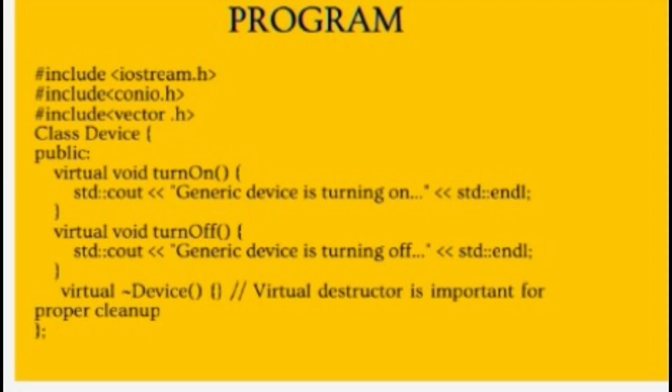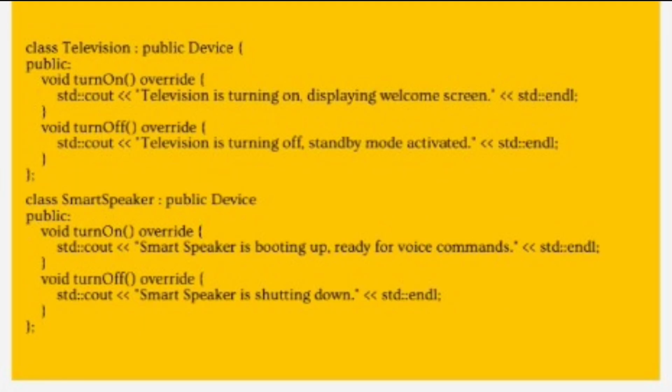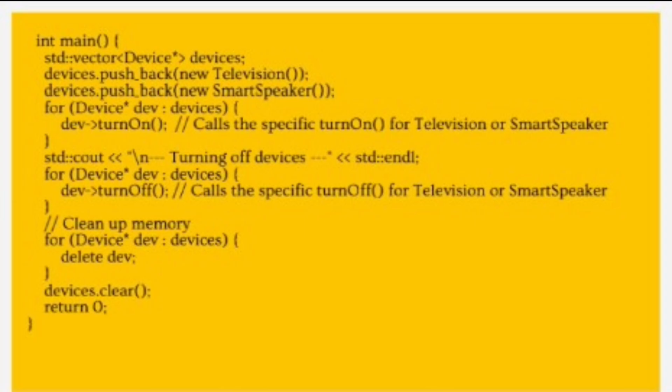Another one is class Television : public Device. Void turn on, turn off, and the smart speaker also. In the main function, we use a vector and push back the devices. After the devices are pushed back, if we want to turn on and turn off, just like that. If it is turn on, call the specific turn on for a television or a smart speaker. Turn off is also the same. And clean up the devices.